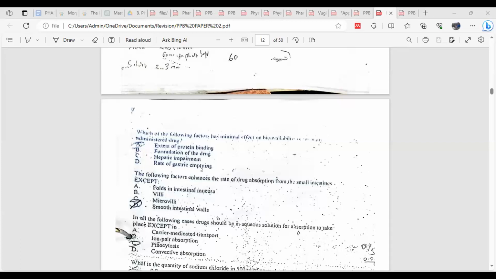I agree with you, Kihonyi. That is right. Okay. Extent of protein binding, it affects a lot, not minimally. Formulation of the drug, of course. Yeah. I think of those it's the best option of the four. Anyone of different opinion?